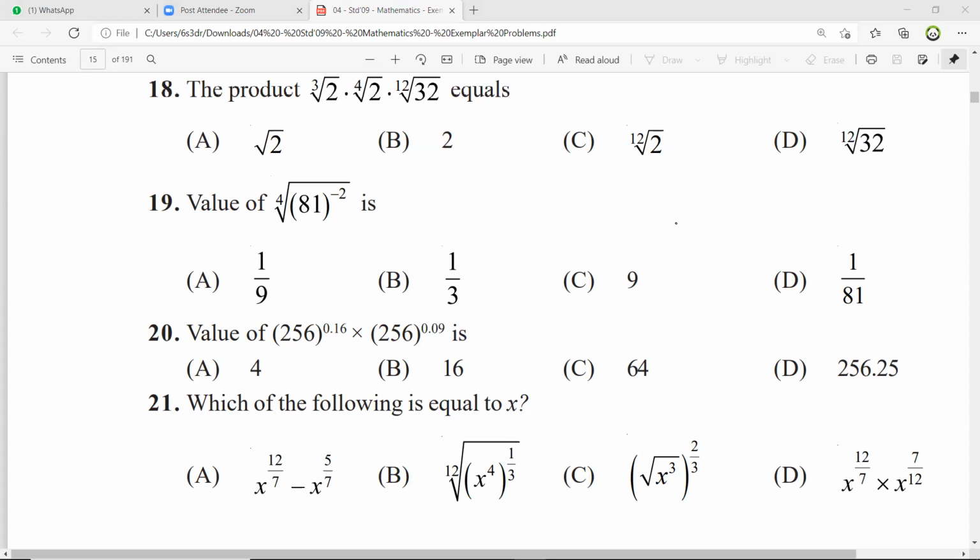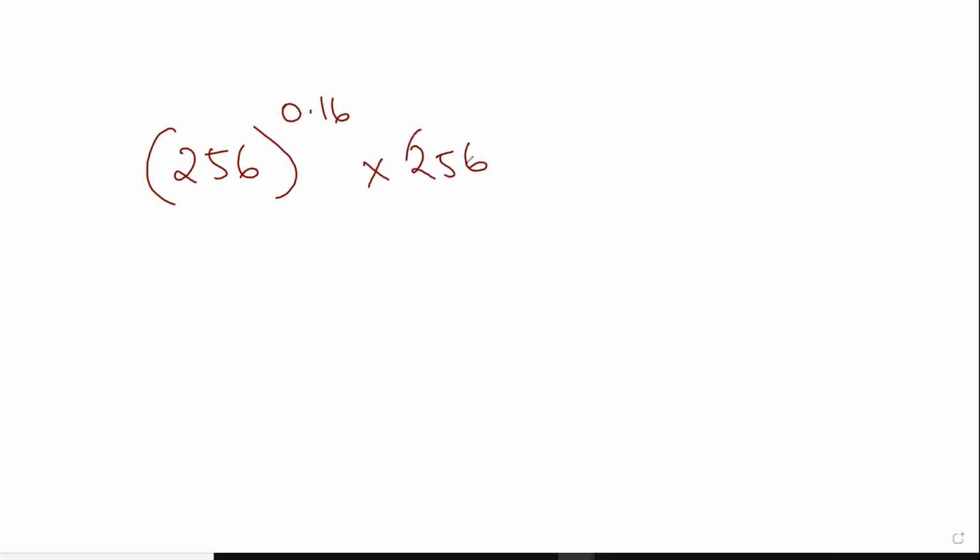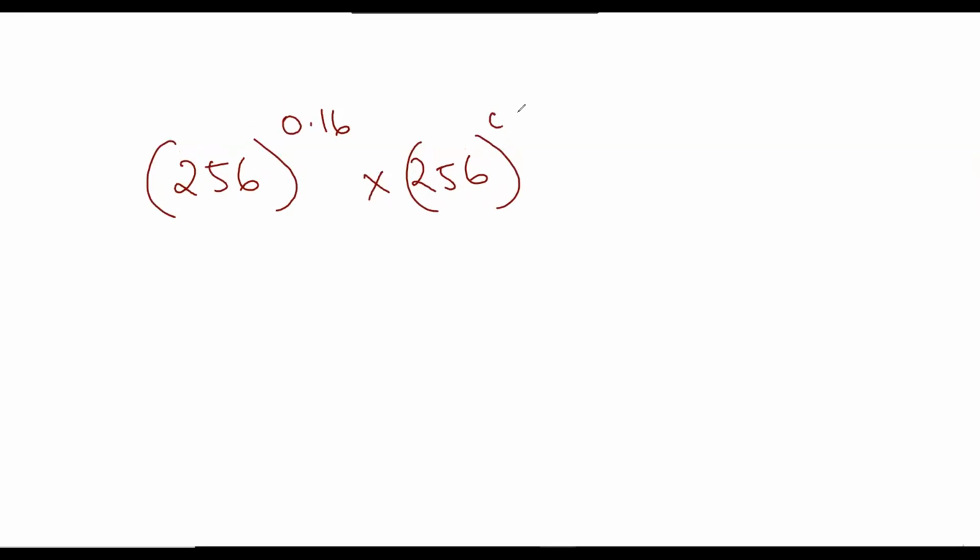Let's try to do this. Okay, so it is 256 to the power 0.16, 0.09. So it is 256 to the power 0.16, are you able to see my screen? Yeah. And that is multiplied by 256 to the power 0.09.